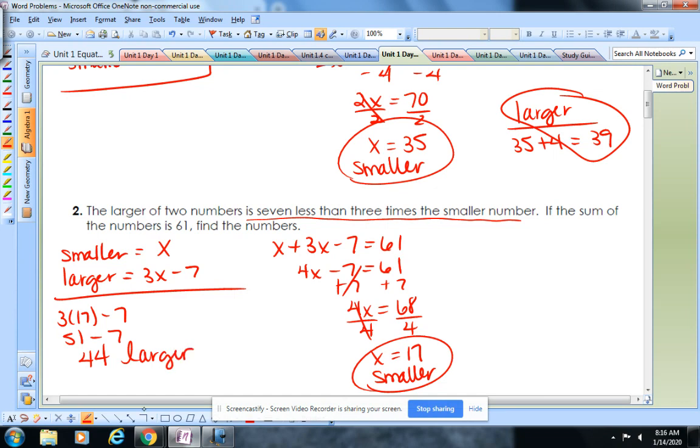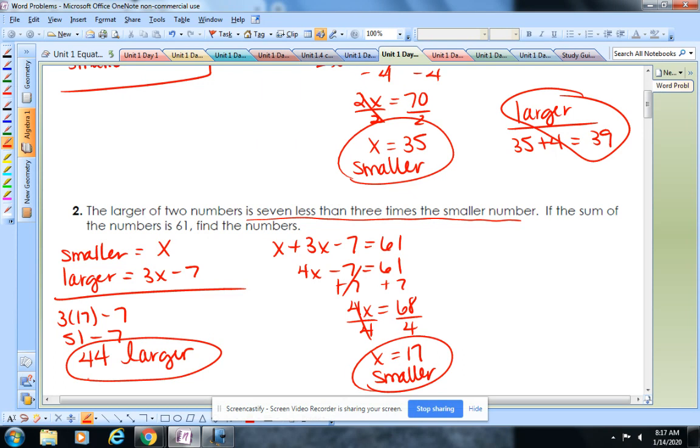How could you check it? Or even quicker, just add those two numbers and see if it equals what? 61. Does it? Yeah. All right, good job.